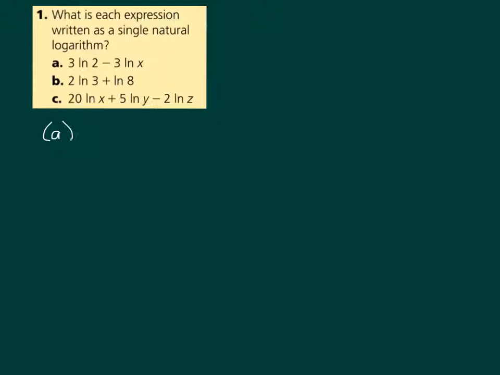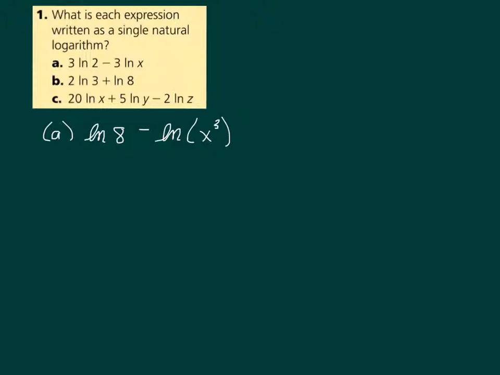Part A, go through and use the power rule. We get ln of 8 minus ln of x cubed. And we get ln of 8 because the 3 out here, by the power rule, moves inside as an exponent. So 2 to the third, and 2 to the third is 8. So again, the power rule, not something you're expected to have mastered at this point, but it is something you're expected to recognize at this point.